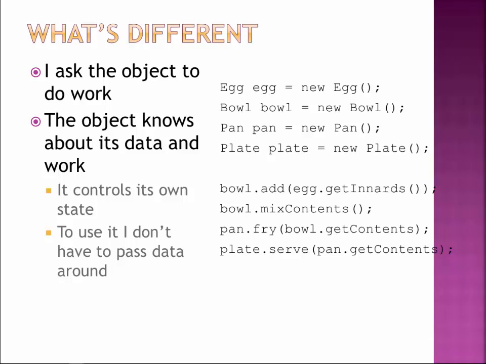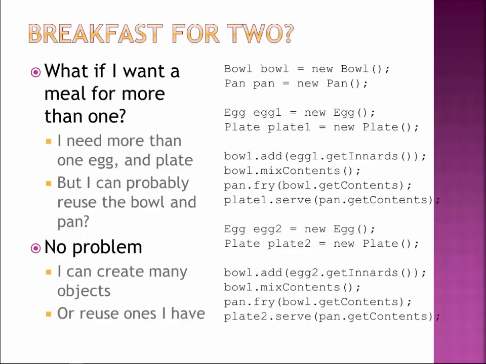It's smart. And so I don't have to pass all the data around. Like with the bowl, I put stuff in it, and when I mix the contents, I don't have to have a list of all the things I'm going to put into it. Whatever's in the bowl. The pan, whatever's in the bowl, I put in the pan, I fry it, and the pan fries whatever's in it. Fry whatever it wants to.